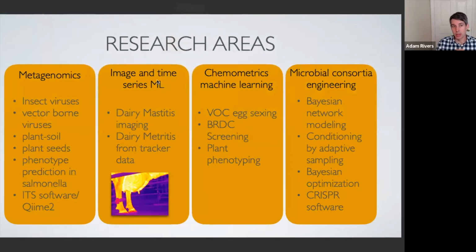So our work falls into the categories of metagenomics of insect vectors, animals, plants, and we develop computational tools for metagenomics. We do work on image and time series machine learning methods. We do work on metabolomics of volatile organic compounds and learning from mass spec signals for volatiles. And we work in engineering microbial consortia, doing statistical modeling and developing optimization methods. Next slide.